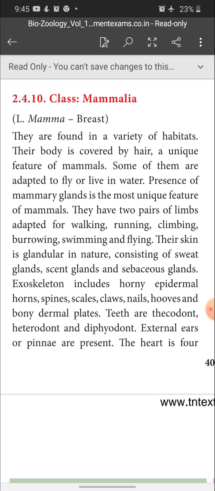They have two pairs of limbs adapted for walking, running, climbing, burrowing, swimming and flying. Their skin is glandular in nature, consisting of sweat glands, scent glands, and sebaceous glands. Exoskeleton includes horny epidermal horns, spiny scales, claws, nails, hooves, and bony terminal plates. Teeth are heterodont, thecodont, diphyodont. External ears or pinnae are present.